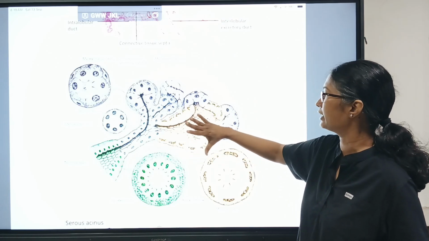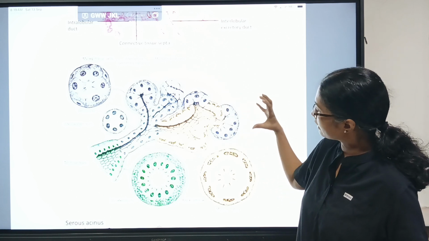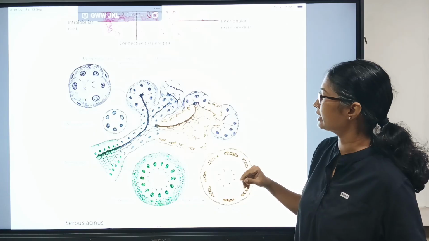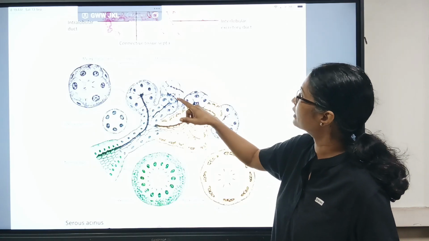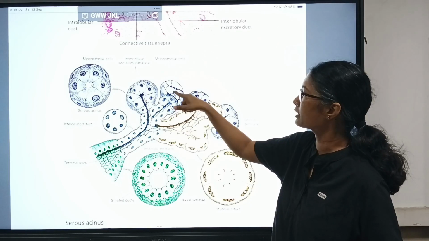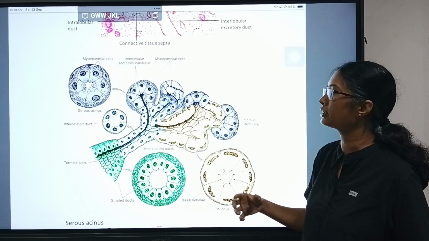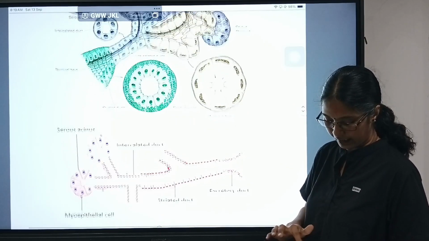So this is a mucous acini, where we can see a serous demilune, where there is a serous acinar cell covering the mucous acini. So this is the serous demilune. And one more important cell is the myoepithelial cell, which is responsible for the secretory function of the acinar cells, to push the produced saliva into the ducts. So these are the parts of the salivary gland in histology.